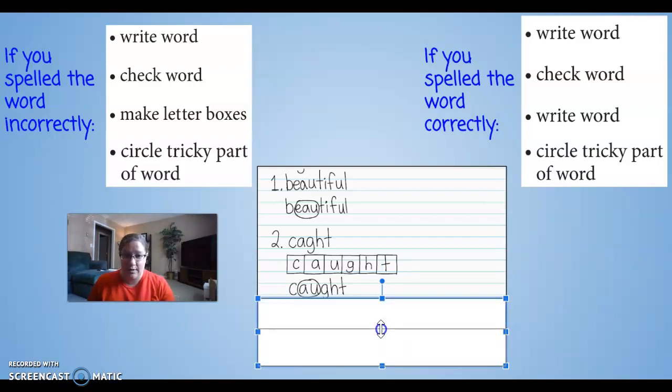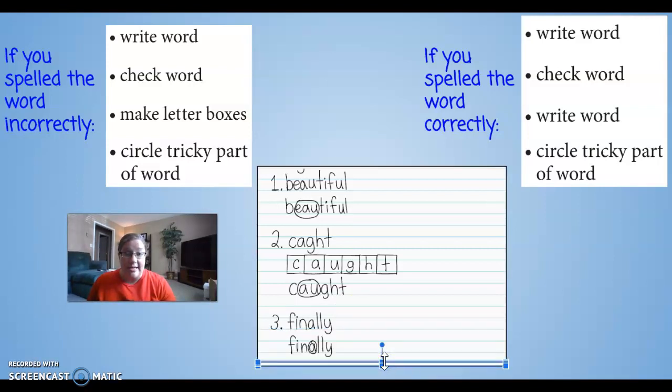Let's see what he wrote. Finally. All right, so he will look at his high frequency word list to see if he spelled it correctly, and let's see if he got it right. He did. So he came over to this side, he wrote the word, he checked the word, he wrote the word again and circled the tricky part, which happened to be the A. Make sure you're taking your time on this assignment and following these directions so that you do this correctly.